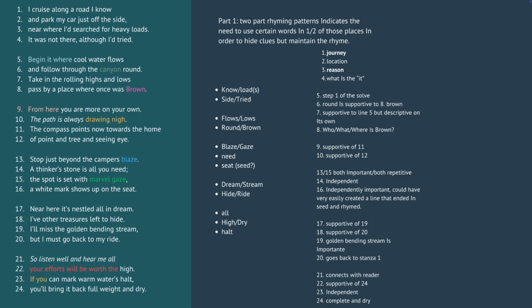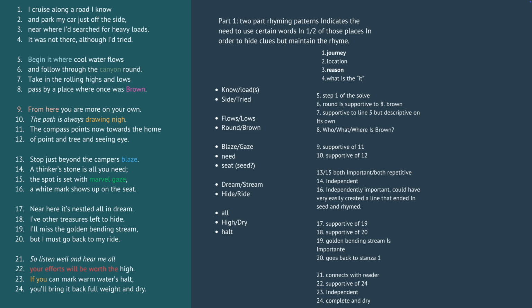Right here, I'm going to go through and try to draw correlations in the sets of rhymes between each of the stanzas. In stanza 1, we have know and loads, which kind of rhymes, inside and tried, which rhymes a little bit better, but not exactly. I think the importance, because line 5 is begin it where cool water flows, which is step 1 of the solve.